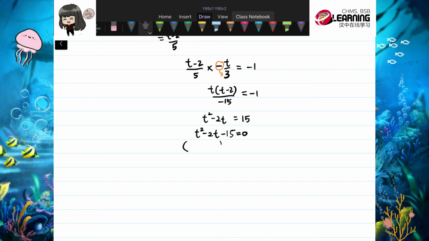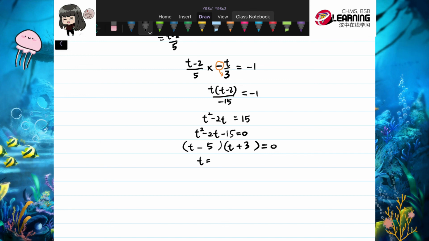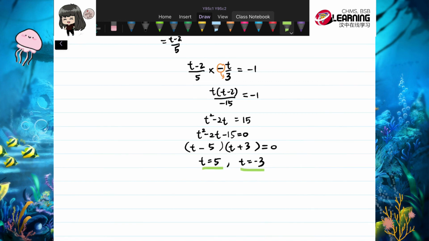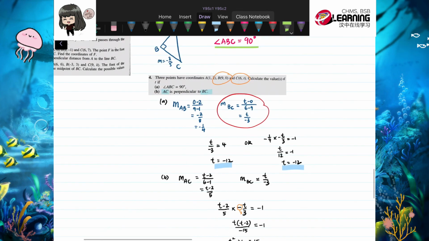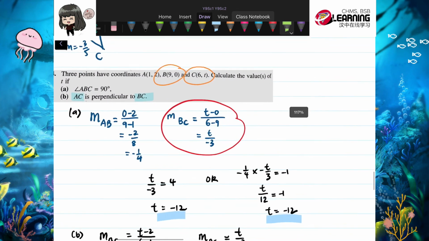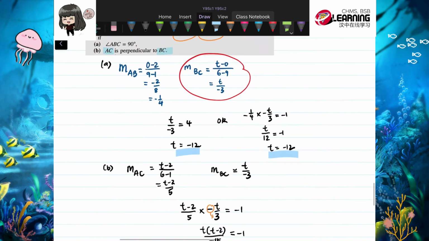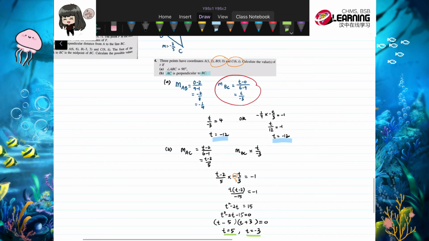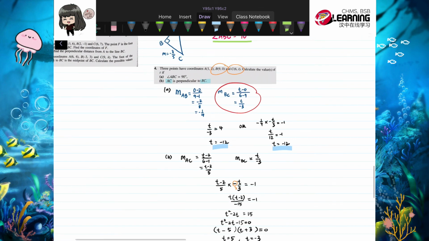This one I can do by factorization, or your calculator. You do it on your own. I just show it like this. So t equals 5 and t equals negative 3. So that's my answer for t. Then calculate the values of s. With the s, it means it can be one answer or two answers. That's for question number 4.